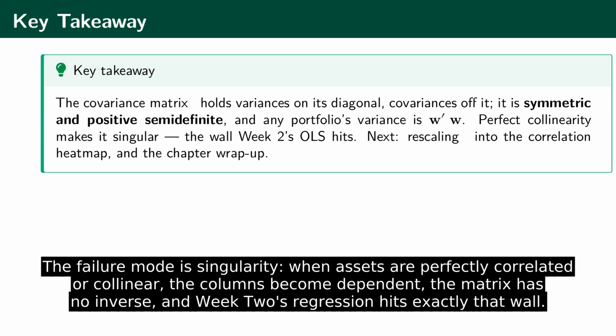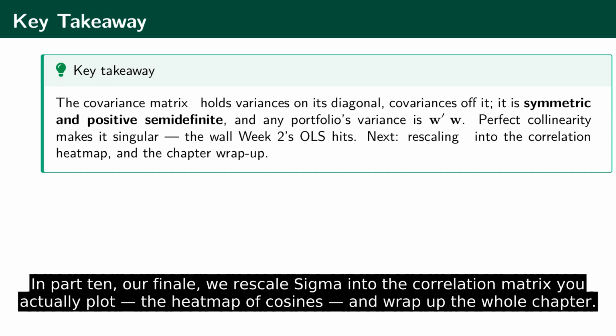When assets are perfectly correlated or collinear, the columns become dependent, the matrix has no inverse, and week 2's regression hits exactly that wall. In Part 10, our finale, we rescale sigma into the correlation matrix you actually plot, the heat map of cosines, and wrap up the whole chapter.